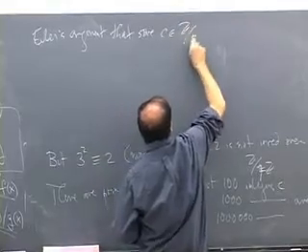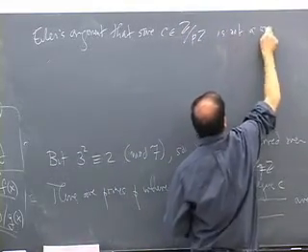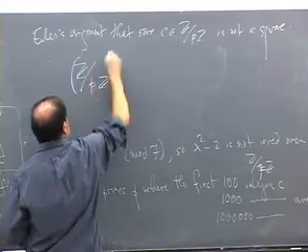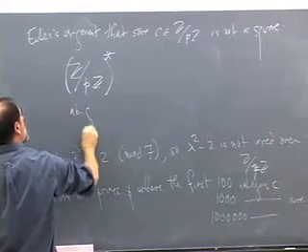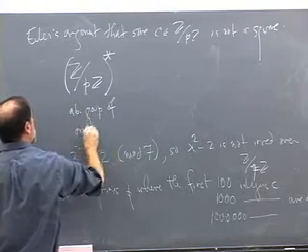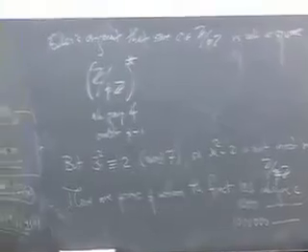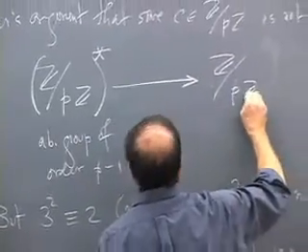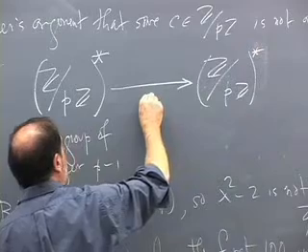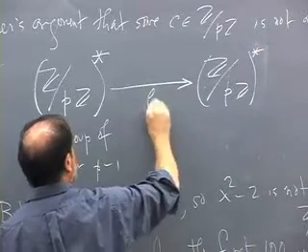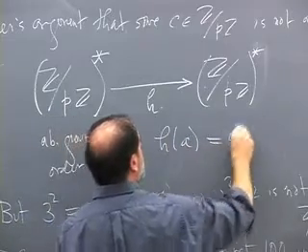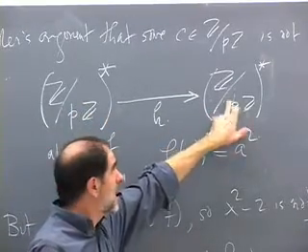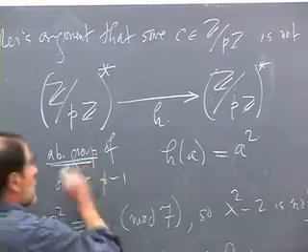Some c in Z mod pZ is not a square. Well, Z mod pZ star, the non-zero elements, is an abelian group of order p minus 1. And we consider the map from this group to itself. Call it a homomorphism. Let's call it H. H of A is equal to A squared. So you take every element and you map it to its square.